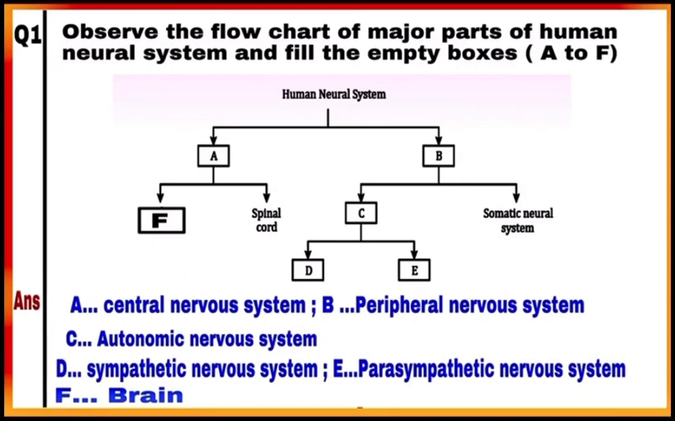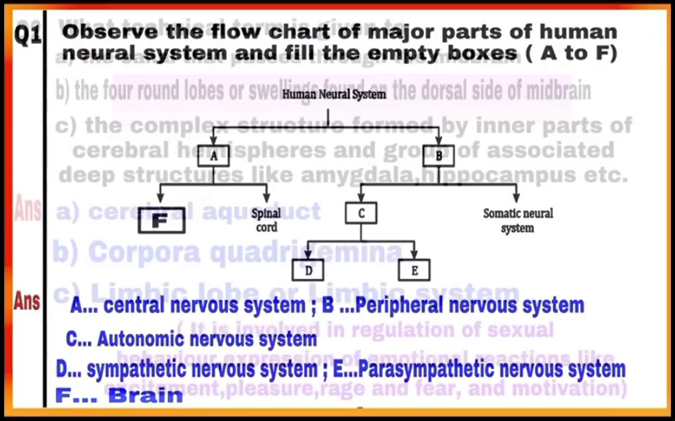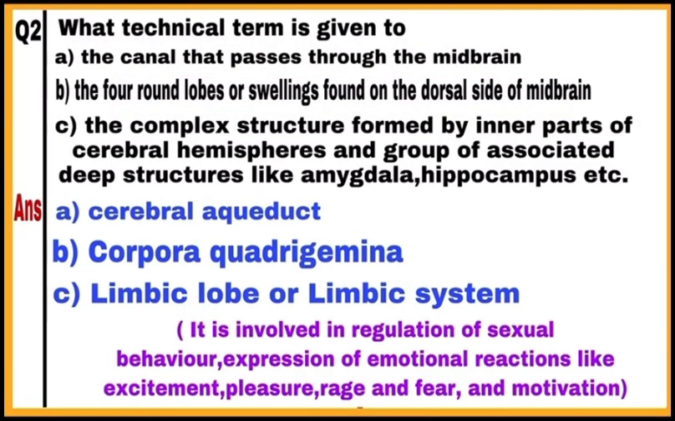Now come to next C. Autonomic nervous system is further classified into D and E. D is sympathetic nervous system and E is parasympathetic nervous system. Now finally come to A, which is central nervous system. It includes F and spinal cord. F is brain. Clear?